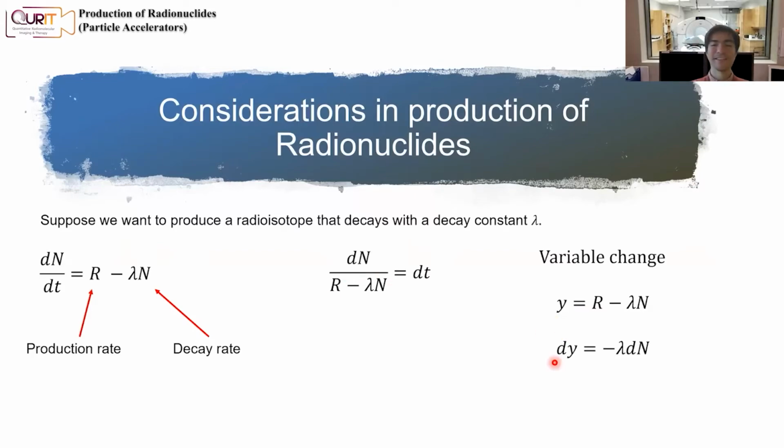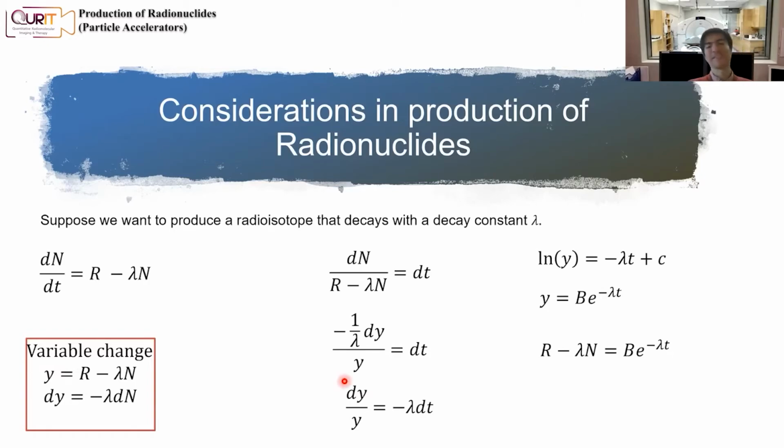So we look at that, then dy would be minus lambda dn, keeping the production rate constant here. So then we can replace dn with dy over minus lambda. That's what we have up here. The denominator is what we are now calling y, and dt is still dt. So we can reorganize this a little bit more: dy over y, and then I move this lambda to the other side. It's minus lambda dt. I hope you guys are following.